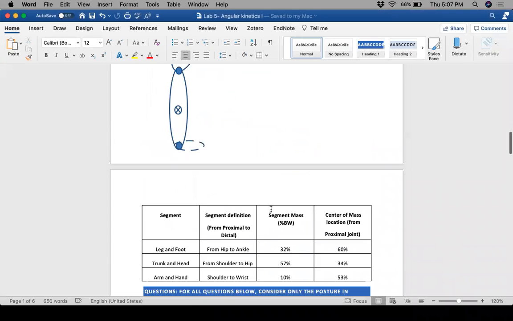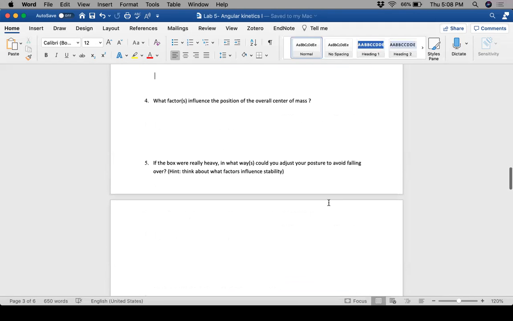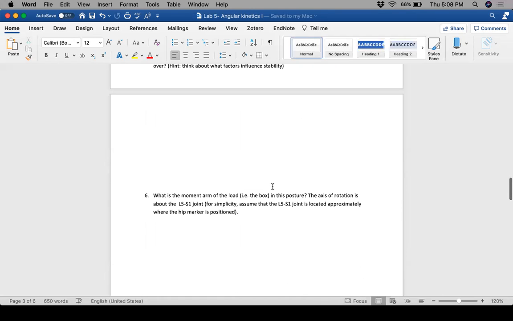I'm going to just scroll down here again just to reflect on our questions. So number 1, we did it. We computed the position of the center of mass of the leg segment. You're going to have to do that for the head and trunk segment and the arm and hand segment as well. And then use that second equation summing the product of the mass and center of mass locations for each of those segments. And then you're going to have to do the same thing, but you're also going to have to include the box. So questions 1 through 3 are all computation as it relates to center of mass, just using those same formulas. And then again, as a review, 4 and 5 are a bit more conceptual.